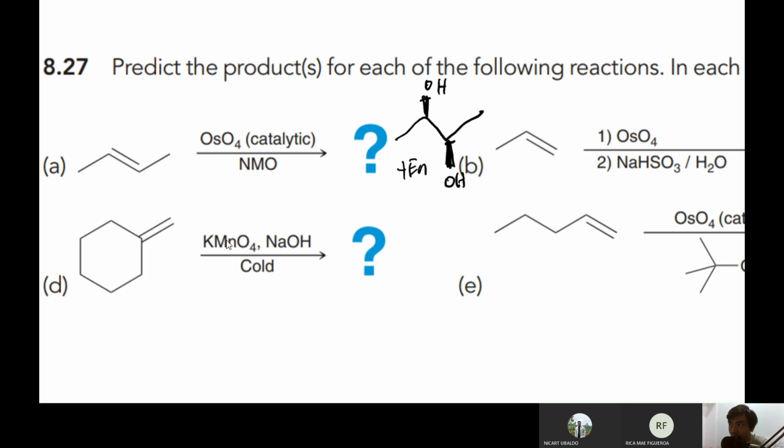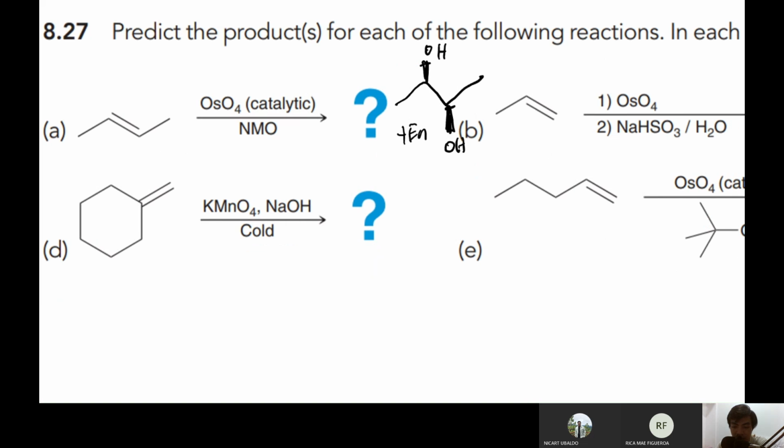KMnO4, cold. When it's KMnO4, cold, that means this is also a syn dihydroxylation, no? Do I still know how to draw a hexagon? There. So, you have your OH here on the front, and another OH. But I will not draw it as wedged and dashed. Why? Because this carbon is not a stereocenter. So it's just a line, not wedged or dashed. Always check if the carbon is a stereocenter. Okay?